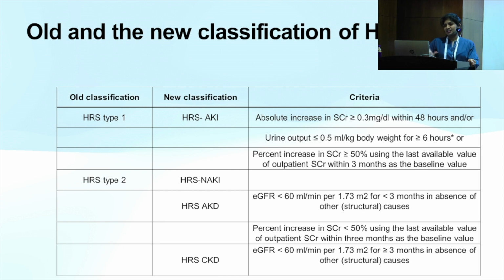Okay, so there are criteria for that. If the patients are not fitting into the HRS-AKI criteria, then it is called HRS non-AKI, which also has HRS-AKD and CKD under that. So this is the criteria. HRS-CKD is when it's going on for more than 3 months.